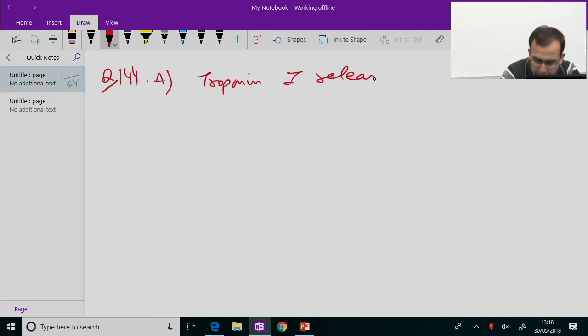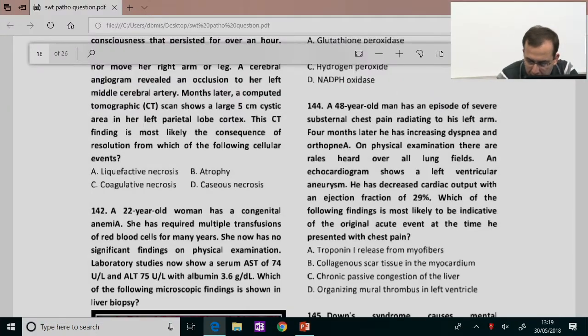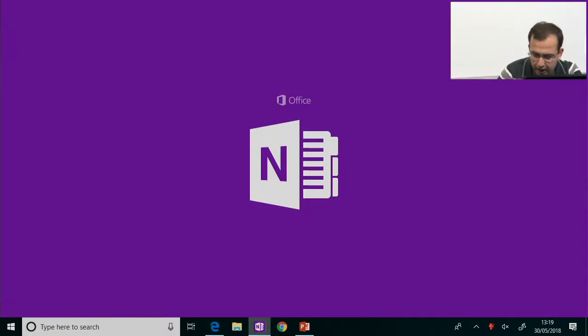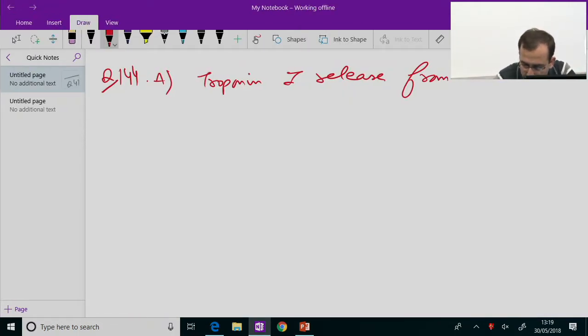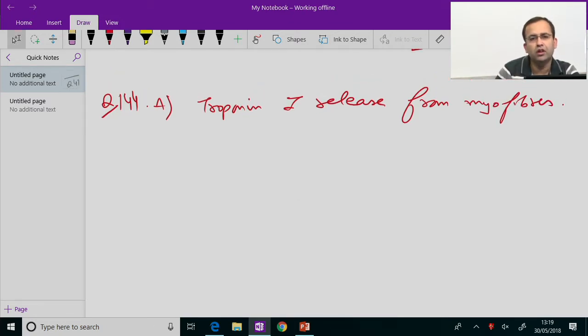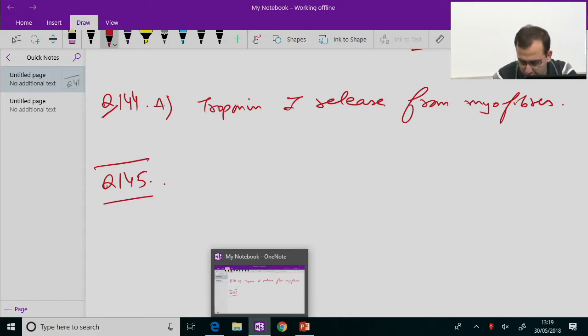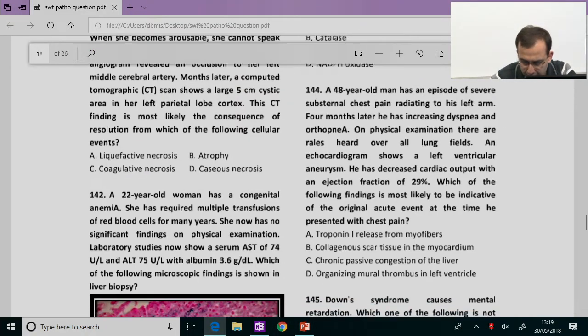Troponin I release from the myofibers. This is the only answer. There was, I guess, absolutely no confusion in this. This is question 144. Next, this gets us to the next question, that is question 145.